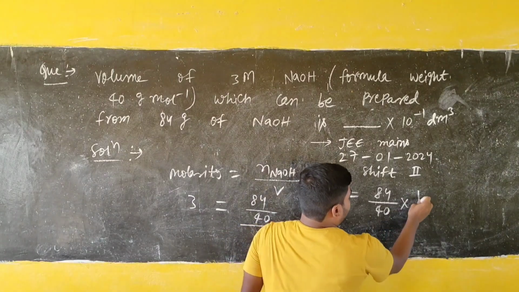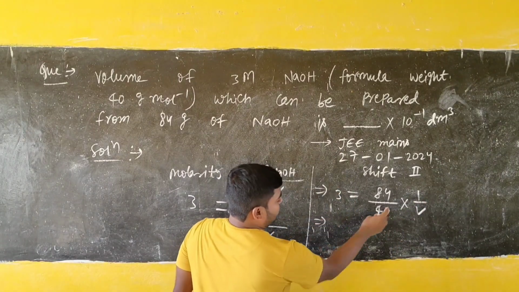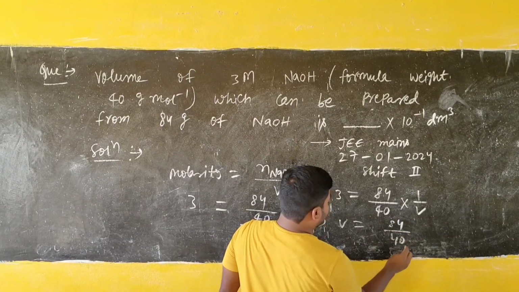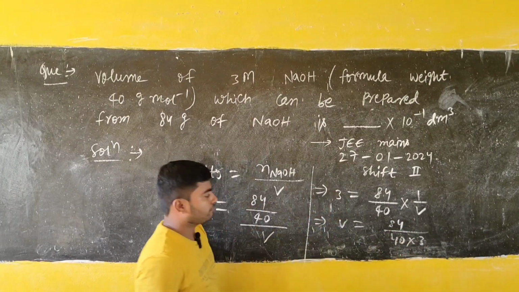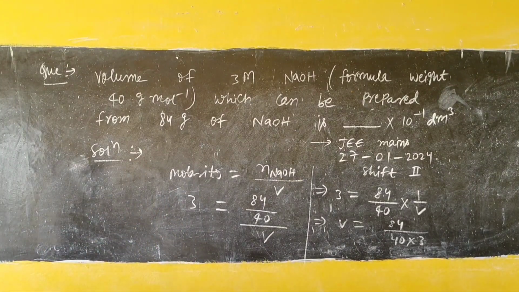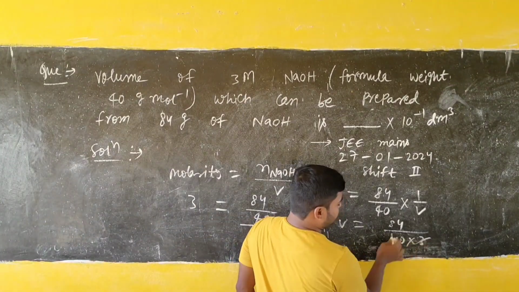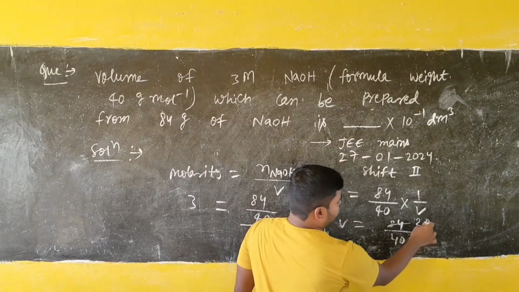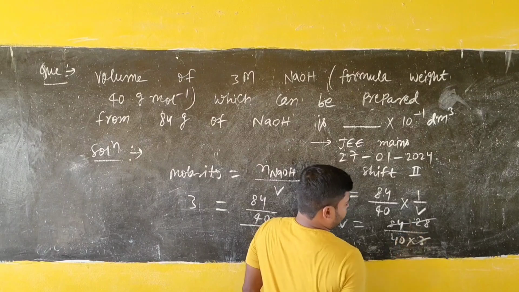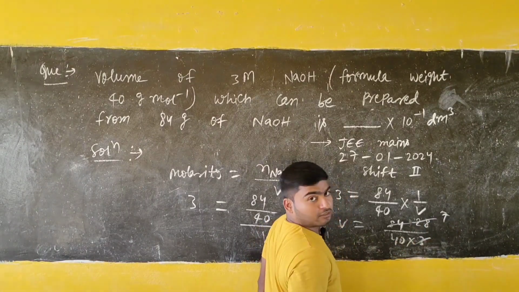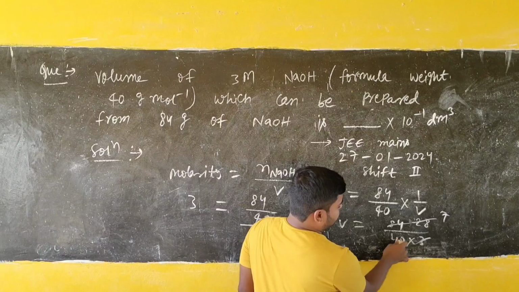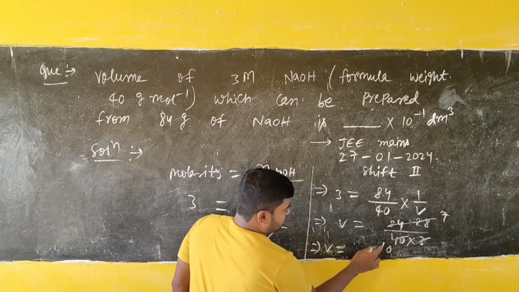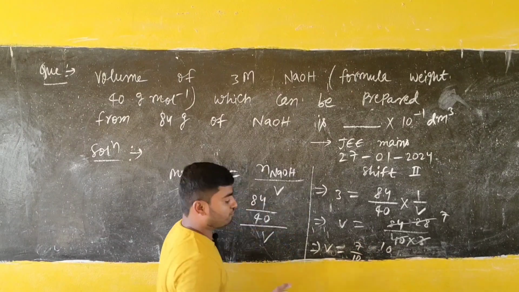If you solve it, V equals 84 by 40 into 3. Now 28 into 3 is 84, so 28, and by 4, 4 7s are 28, and now 10. So you will get the volume as V equals 7 by 10, and this volume you will get in liters.